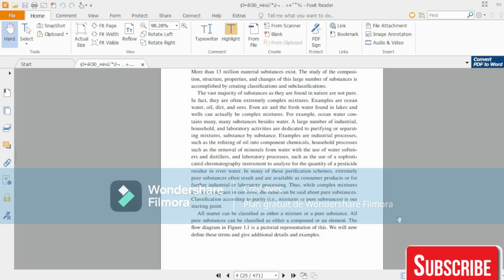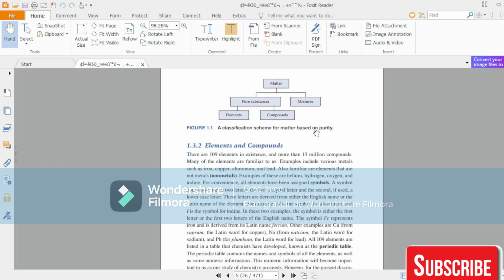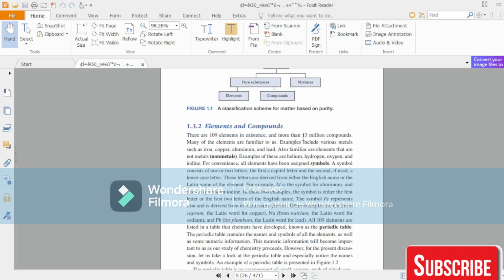The flow diagram in figure 1.1 is a pictorial representation of this. We will now define these terms and give additional details and examples. So we have figure 1.1, a classification for matter based on purity. As you can see, we have matter, pure substances, which give elements and compounds, and on the other side we have the mixtures. So we move to the elements and the compounds.